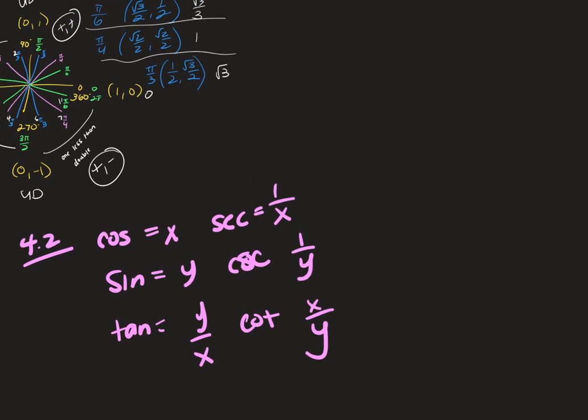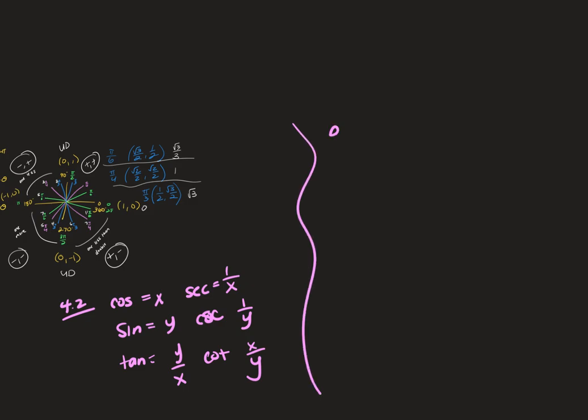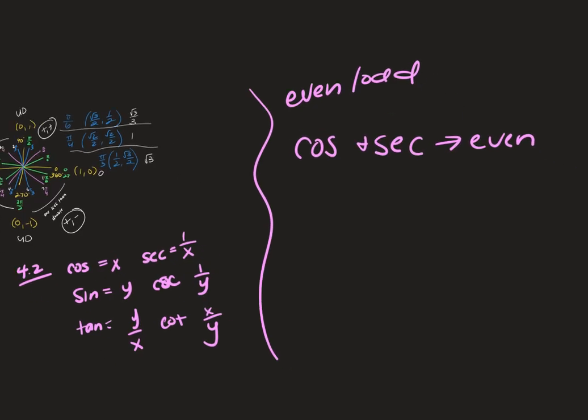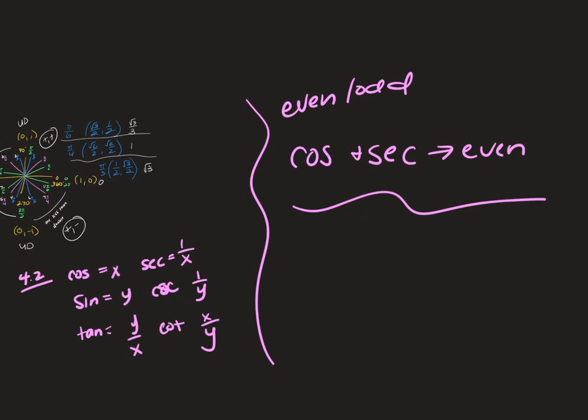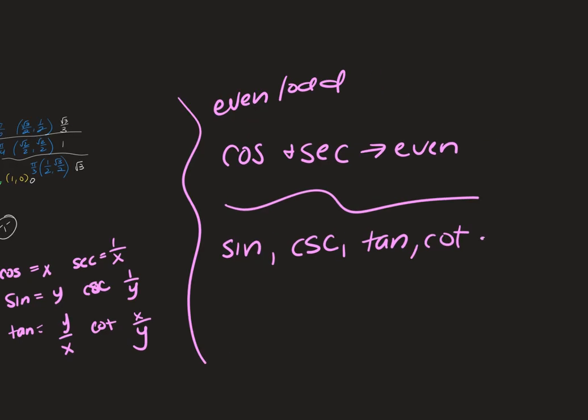Okay, so even odd. We just talked about it. But cosine and secant are even, which means we don't change the sign. Whatever sign they give you originally, if I change the negative on the angle, I still keep it. And then everything else, so sine, cosecant, tan, and cotangent are odd, which means if I change the sign on the angle, I do change the sign on the function.